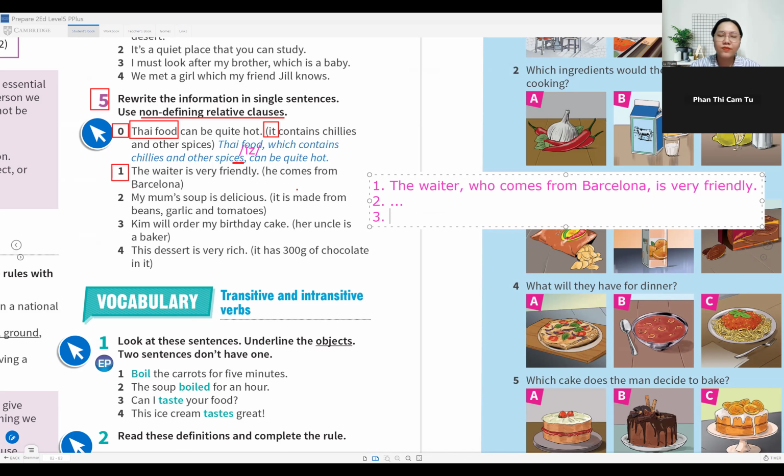Kim will order my birthday cake. Uncle is a baker. Kim's uncle, who is a baker, will order my birthday cake. Okay. So uncle is a baker and that uncle will order my birthday cake.